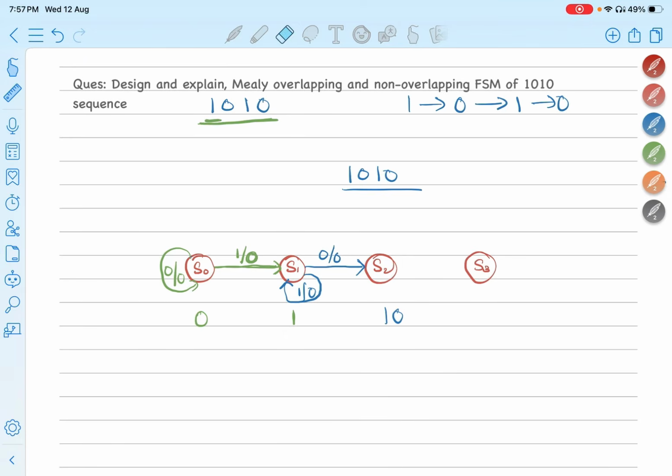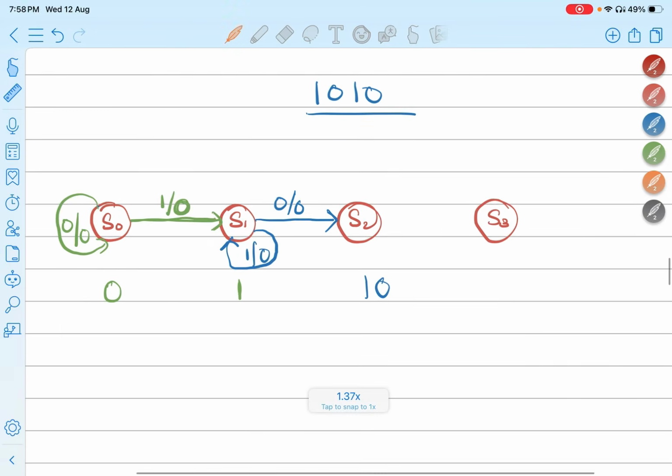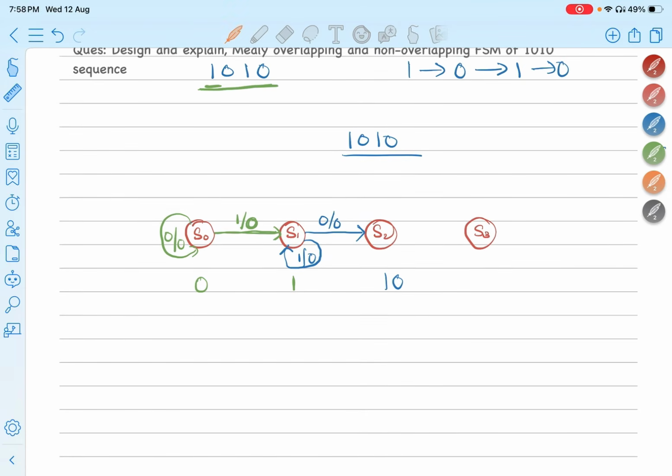Okay. So now we are at S2 state. Here we have 1 0. There are also two chances, 0 or 1. We need 1, this one. So if 1 comes, then only it will move forward. So 1 by 0.